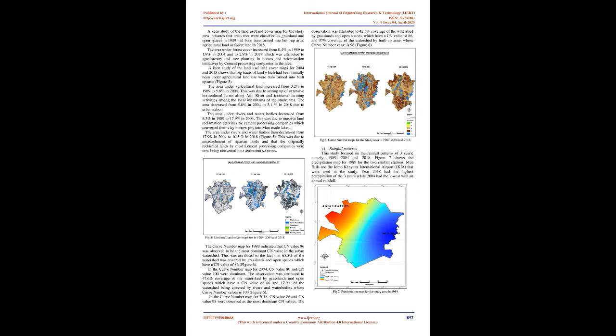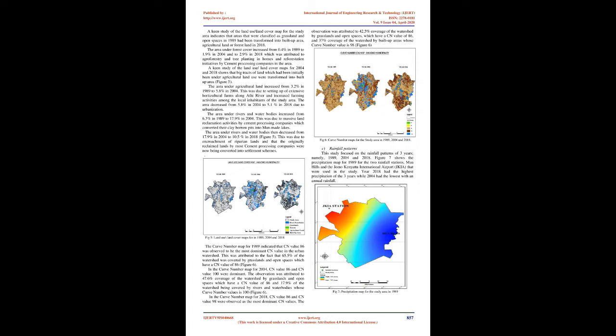A keen study of the land use / land cover map for the study area indicates that areas that were classified as grassland and open spaces in 1989 had been transformed into built-up area, agricultural land, or forest land in 2018. The area under forest cover increased from 0.4% in 1989 to 1.9% in 2004 and to 2.9% in 2018, which was attributed to agroforestry and tree planting in homes and reforestation initiatives by cement processing companies in the area.